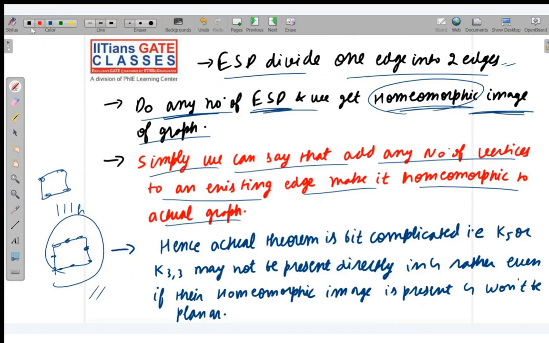Now see this. Hence, the actual theorem is a bit complicated. That's why I have shown you the simpler version in the previous lecture, where you roughly say subgraph. But the actual theorem is a bit complicated, in that way K5 or K33 may not be present.